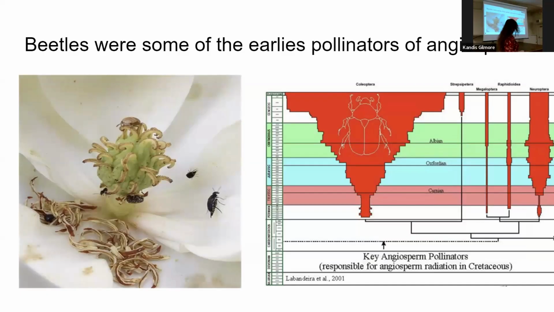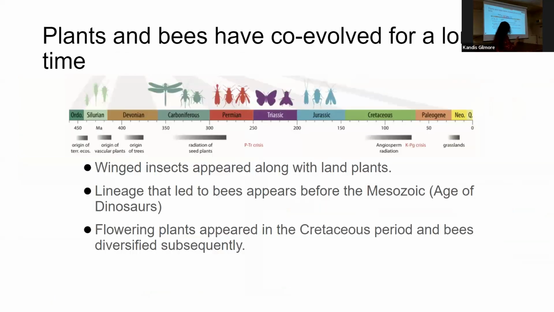And this chart sort of shows the radiation of the different angiosperm pollinators: the Coleoptera, which are beetles, some Neuroptera, the lacewings, and Mecoptera through these ages of time. And then, yeah, when land plants were diversifying, so were winged insects. And the lineage that led to bees appears about in the Mesozoic period, which is the age of the dinosaurs. And when flowering plants appeared, a lot of bees started appearing too.